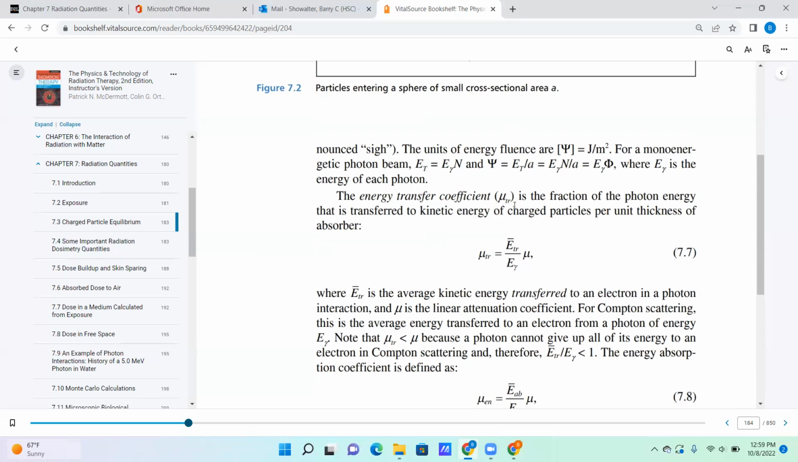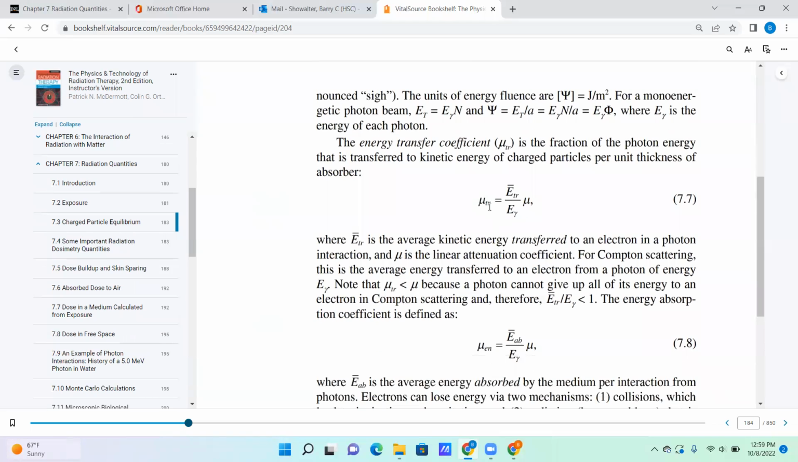The energy transfer coefficient, or mu sub TR, that's what the TR is there, associated with transfer, is the fraction of the photon energy that is transferred to kinetic energy of charged particles per unit thickness of absorber. So the energy transfer coefficient is going to be the mean amount of energy transferred divided by the energy of whatever the photons happen to be, multiplied by mu. And the mu, of course, is the linear attenuation coefficient. So you've got the linear attenuation coefficient, and you've got the average kinetic energy transferred to an electron divided by the total energy that's coming in.